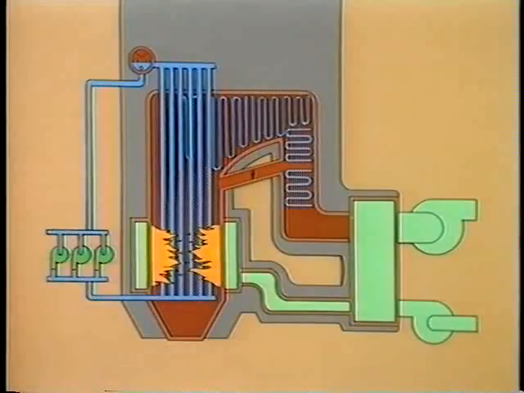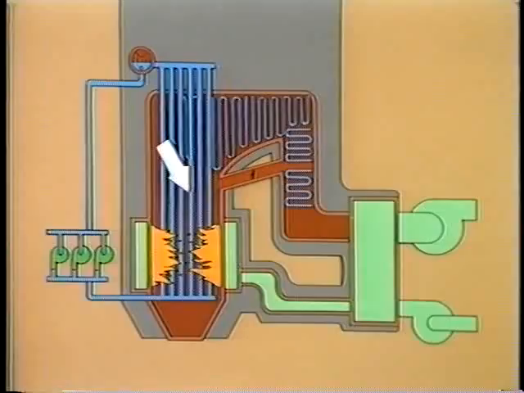Gas bypass systems usually do not require the use of fans. Flue gas can be redirected simply by opening a damper. The reason's simple. The pressure in this part of the boiler is higher than the pressure in this part, and fluids naturally flow from an area of higher pressure to an area of lower pressure.